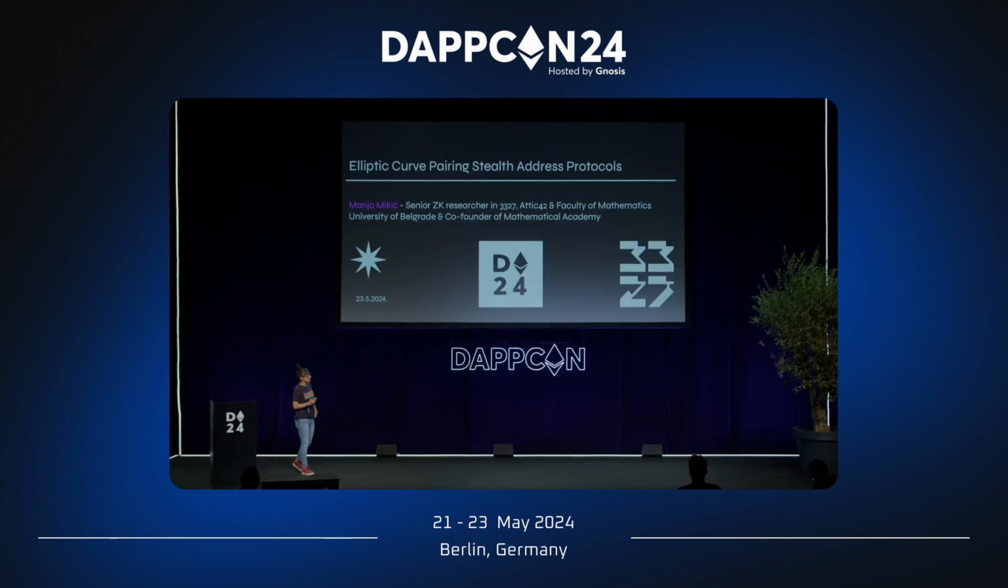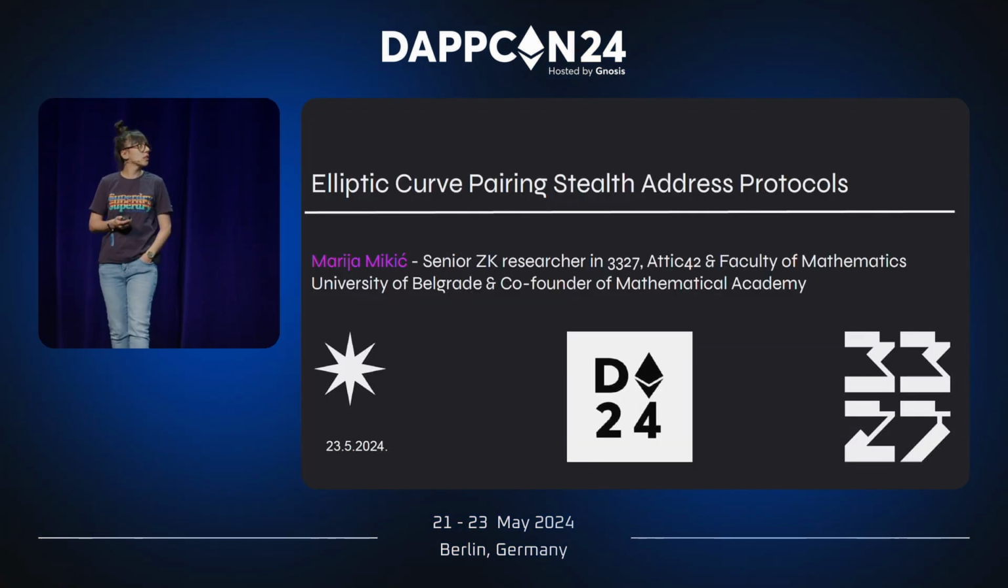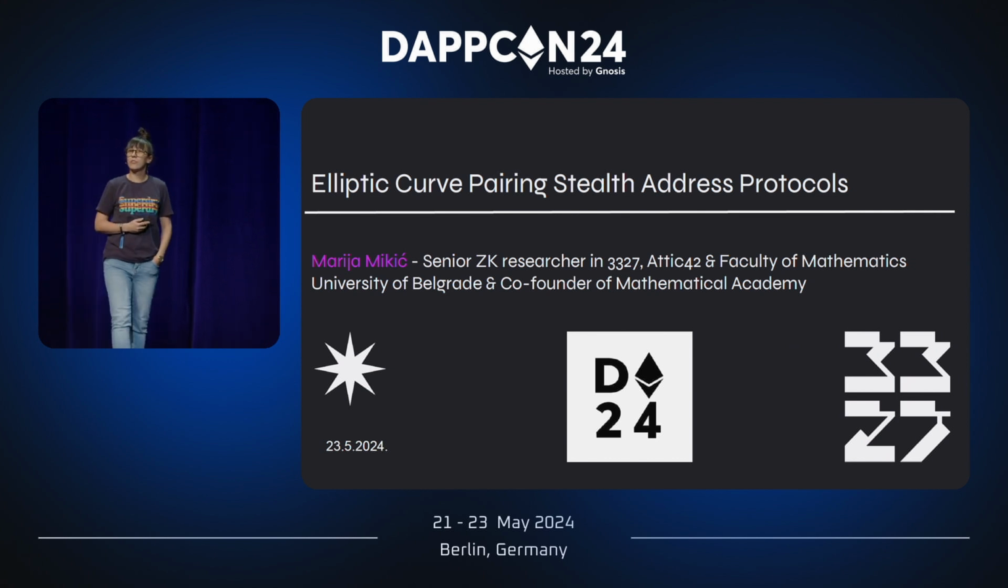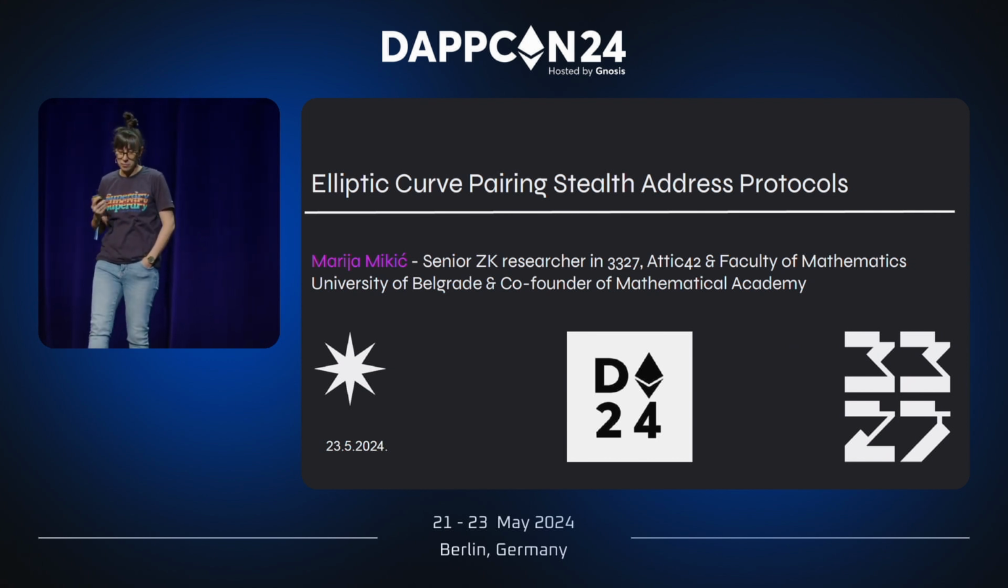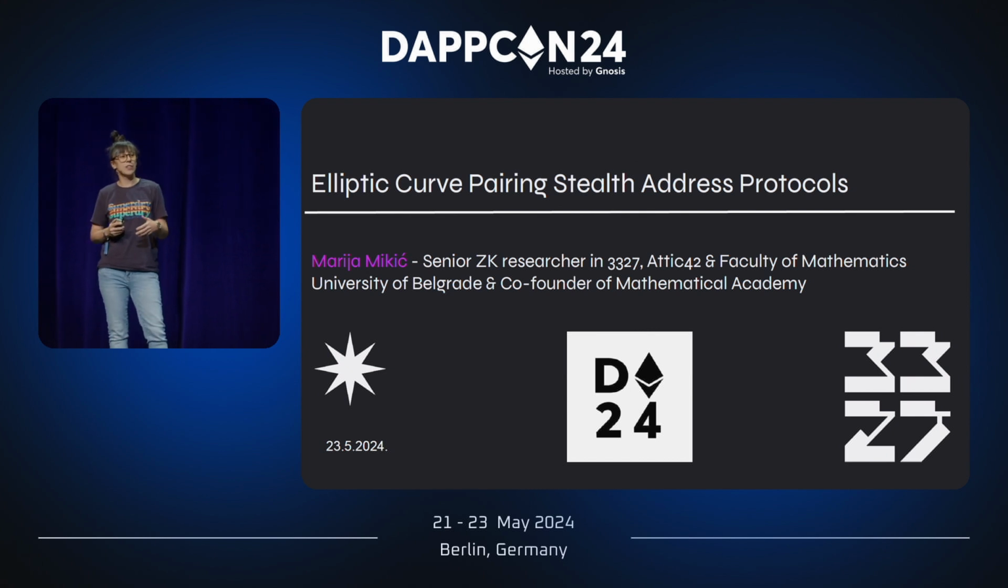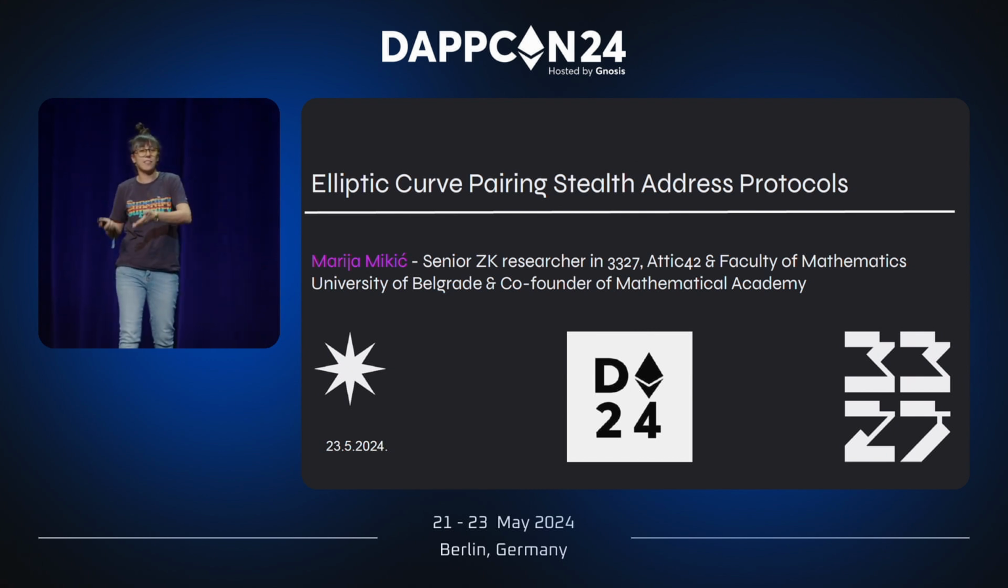I am a senior ZK researcher in team 3227 in Ethic 42 company, but also I am assistant professor at the Faculty of Mathematics in Belgrade, and I am also head of department for differential equations at the same faculty. But also, I'm co-founder of Mathematical Academy, and Mathematical Academy is some kind of private school where we are working with talented kids in the field of mathematics, physics, and cryptography.